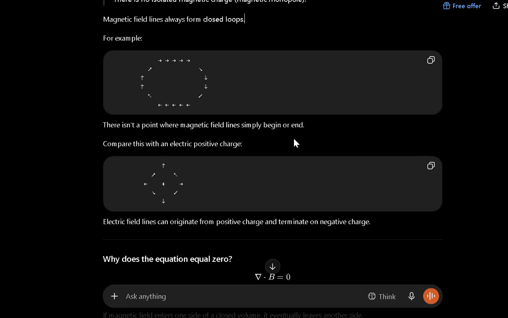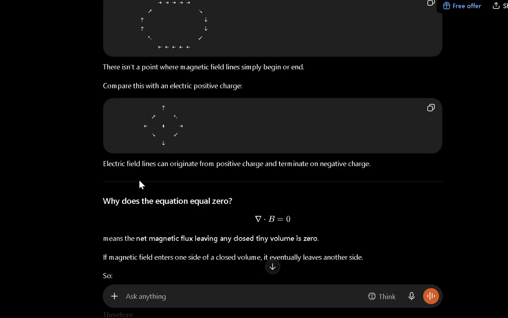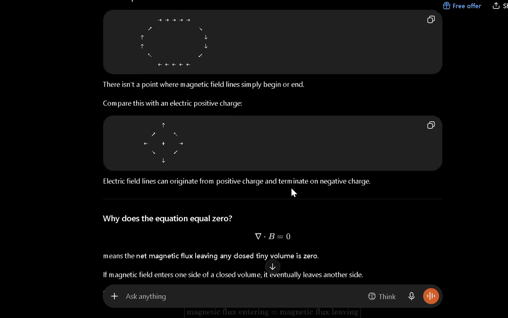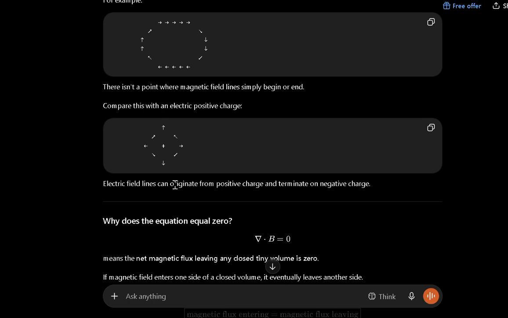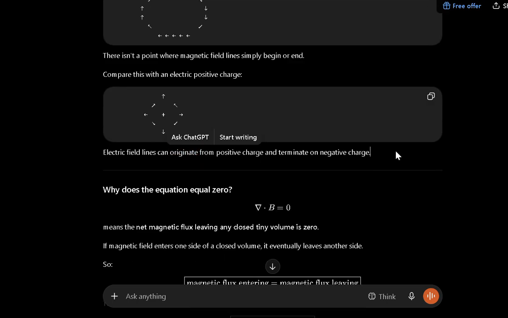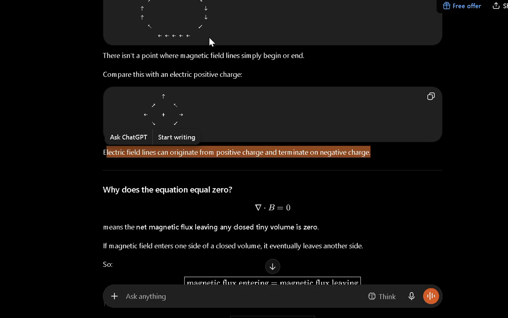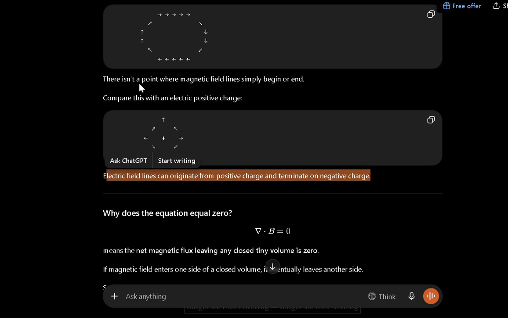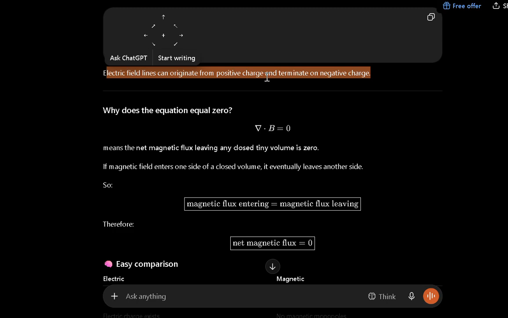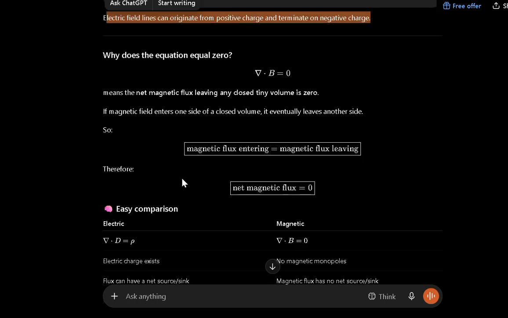So there isn't a point where magnetic field lines originate. Compare with electric fields, which originate from a positive charge and terminate on a negative charge. Remember this: magnetic field lines have no beginning or ending. So why does the equation equal 0? It means the net magnetic flux leaving any given finite volume is 0.